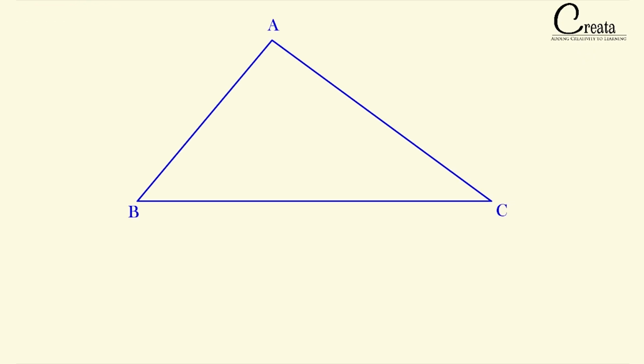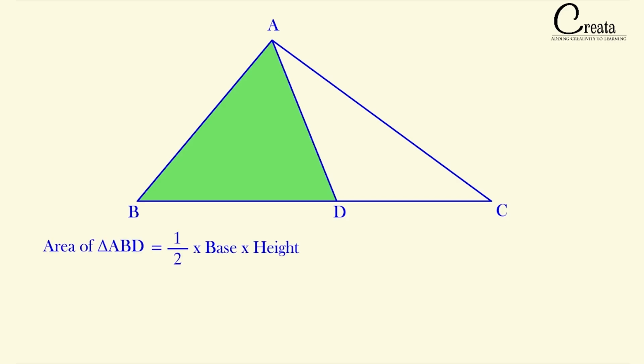Before moving further, let's understand a small fundamental. For that, let's take a triangle ABC. Let's draw a line from the vertex A meeting the side BC at point D. For this triangle ABD, the area will be half into base into height. This is the formula of the area of a triangle. Here BD is the base and let's take H as the height. The height is the perpendicular distance. So the area will be half into BD into H.